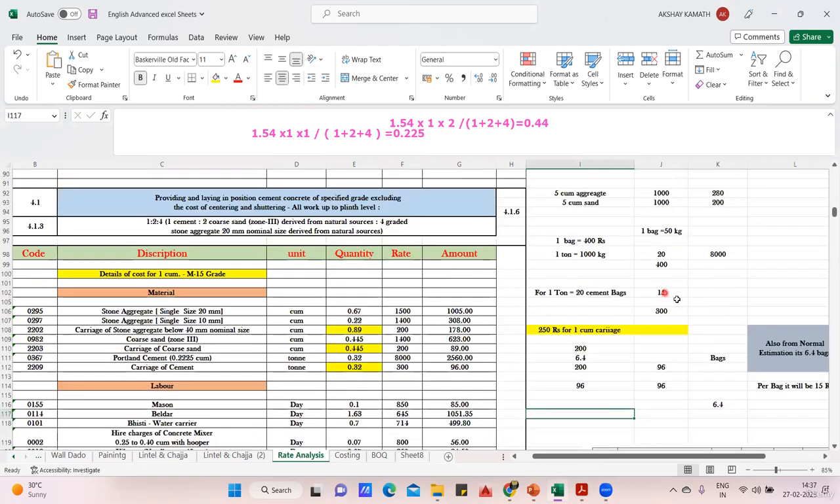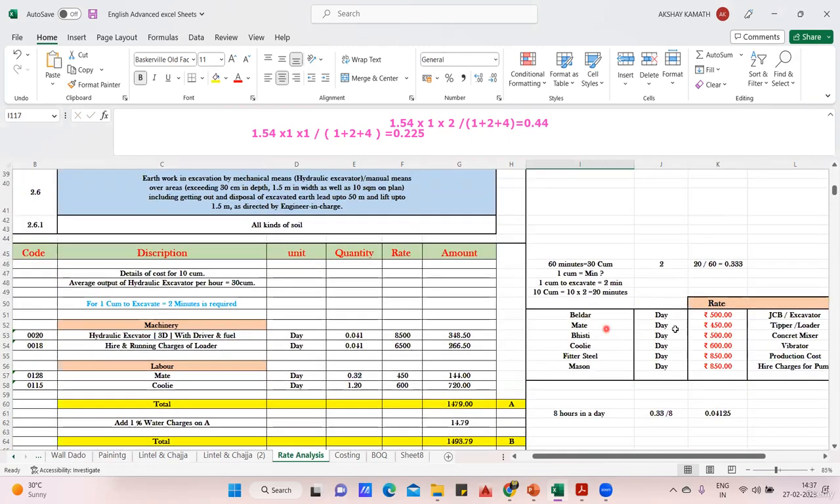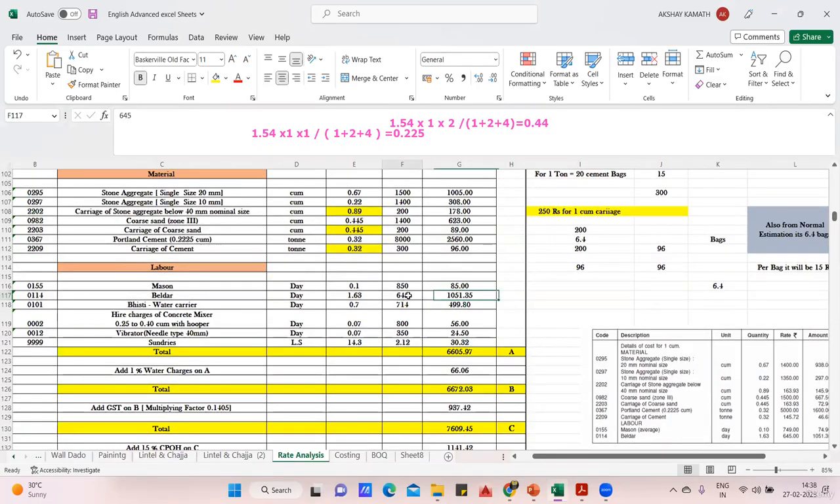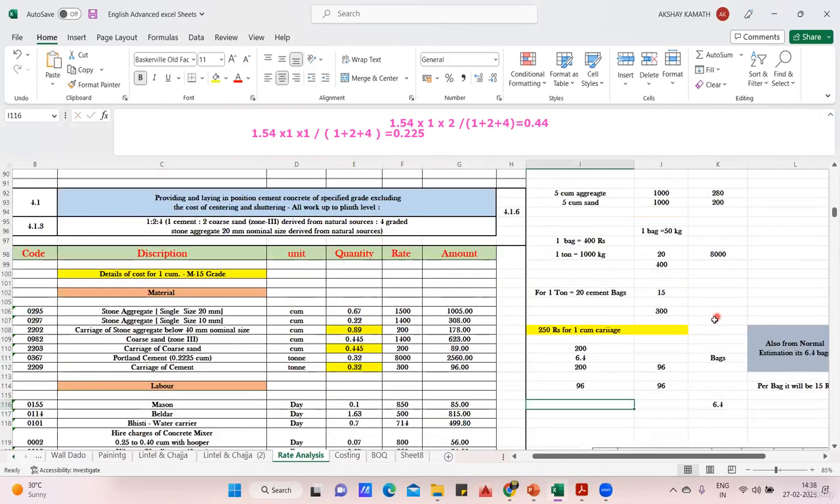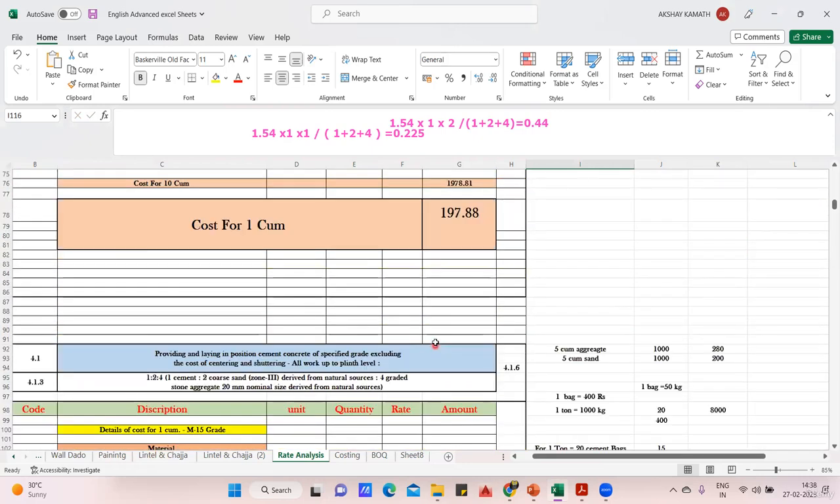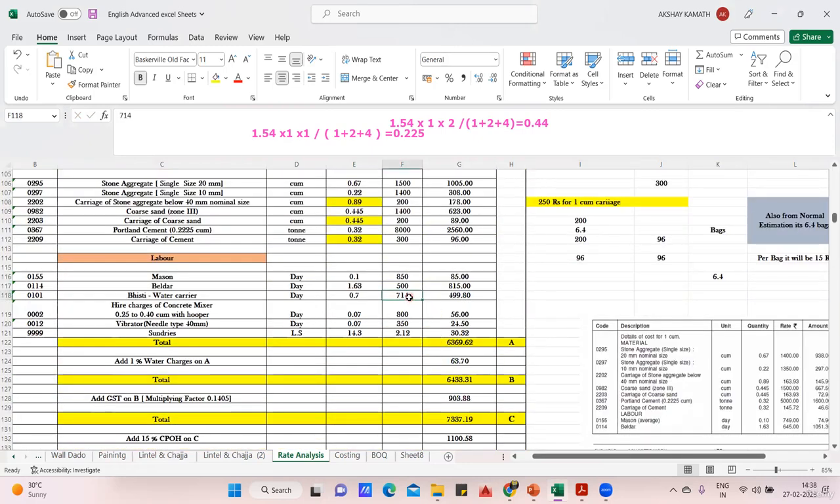Beldar. So the beldar will take 500 rupees per day. So I'll put 500 rupees here for the beldar. Okay. And next is bishti. Bishti is the person who carries the water. So again, bishti, you take 500 rupees. He will also charge me 500 rupees. Finish. That's it. So you got the labor cost up to here.